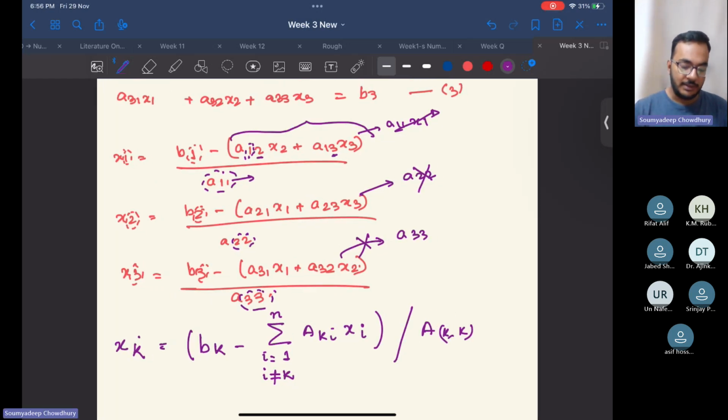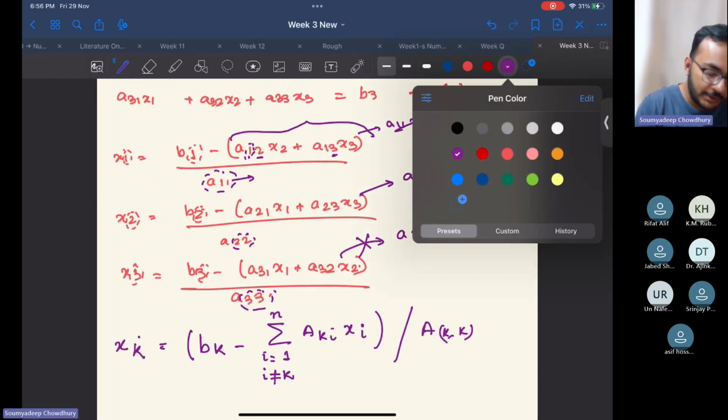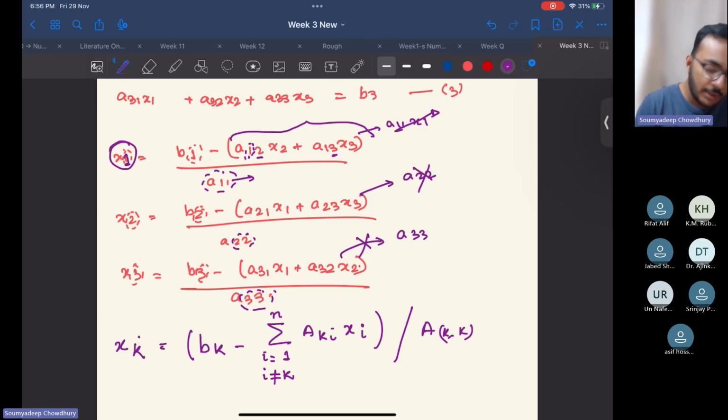See, when we are concentrating on x1 here, you can see in this bracket term, there is no x1. So first of all, that is clear, right? And when it is x1, it is b1. When it is x2, it is b2. And when it is x3, it is b3. So basically, xk can be written as bk minus a sum of these terms when i equals 1 to n and i is not equal to k. That is for x1. For finding out x1, in this sum, the x1 term will not be there.